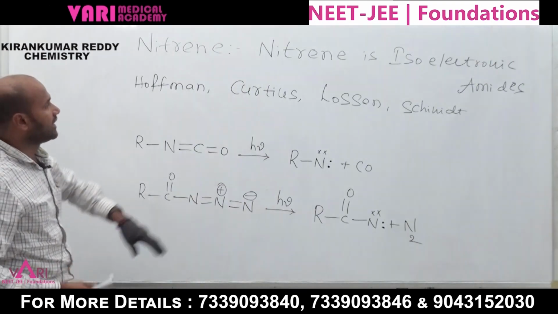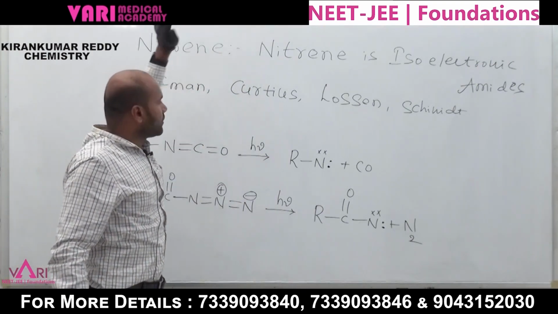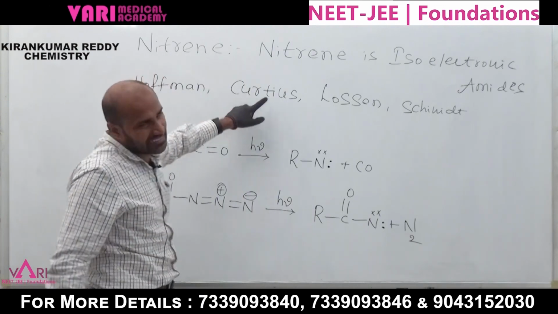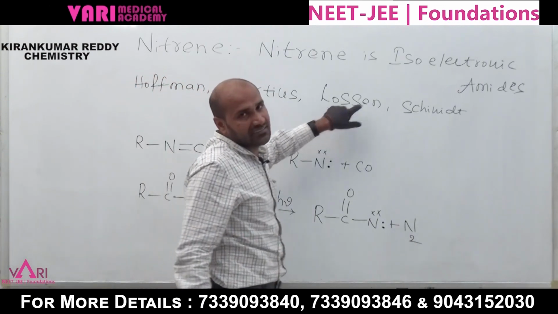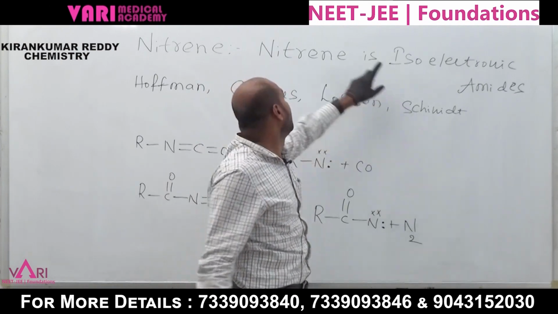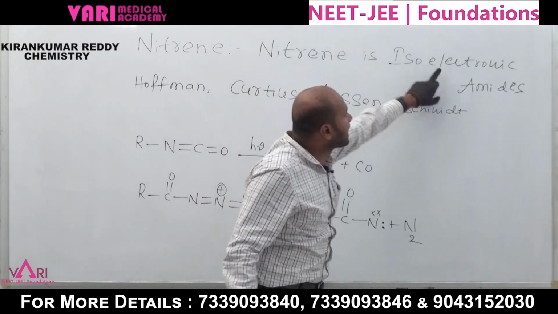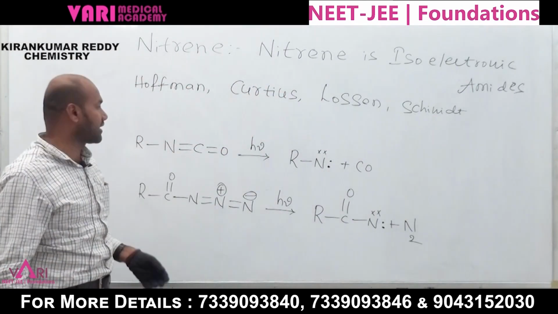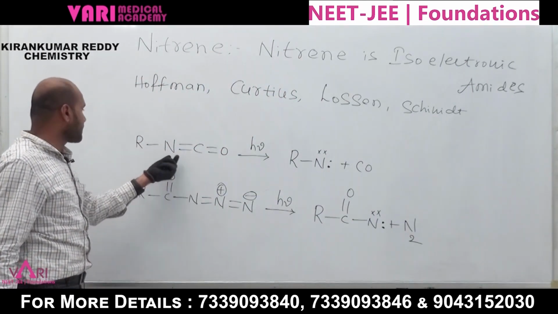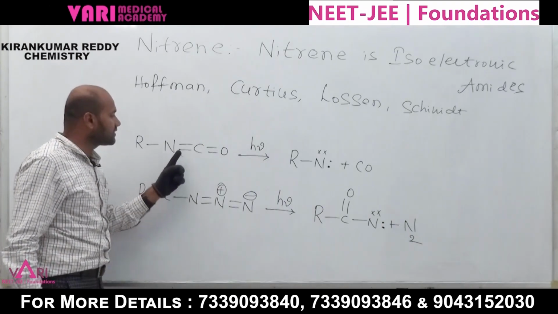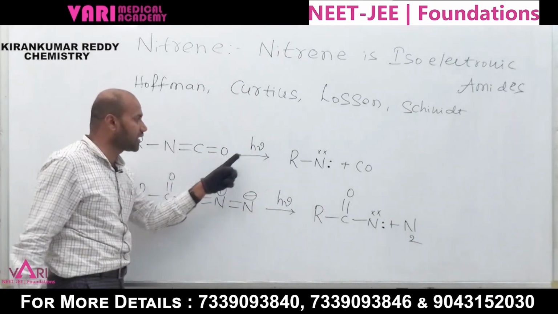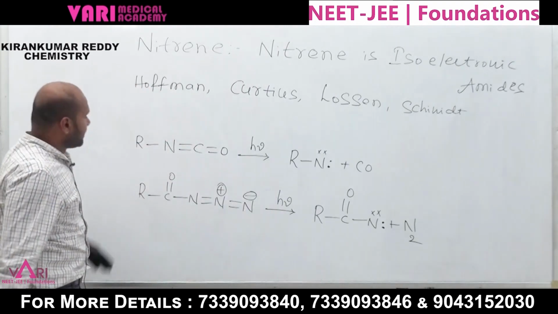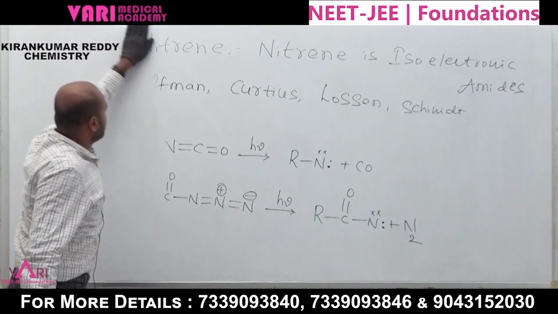Nitrene is the intermediate. In which reactions is nitrene the intermediate? Hoffman reaction, Curtius reaction, Lossen reaction, Schmidt reaction. And nitrene is isoelectronic with amides. Already in the last class I explained carbene. And this is nitrene: R-N double bond C double bond O in the presence of light forms nitrene.